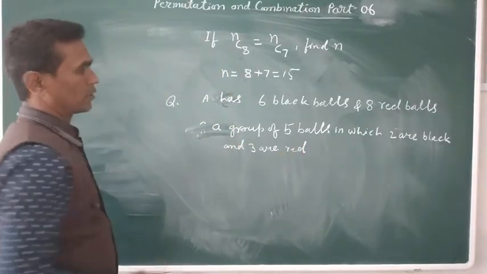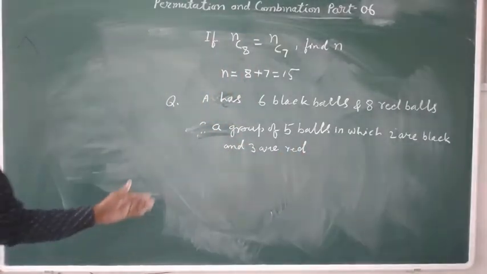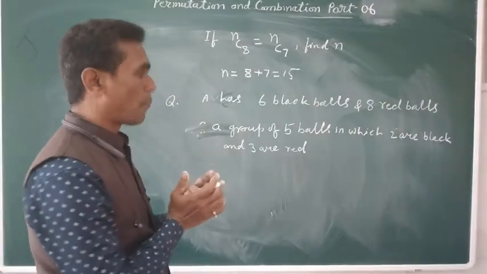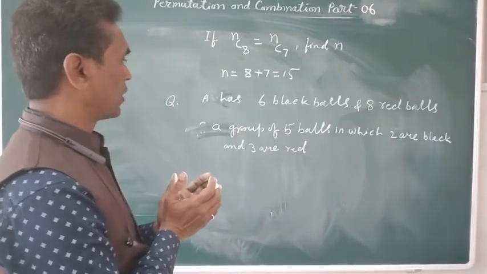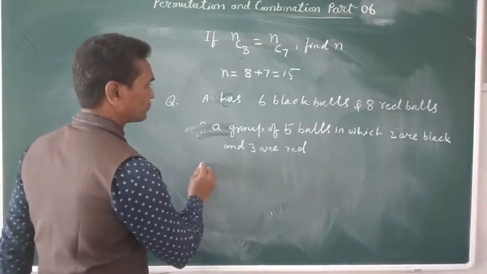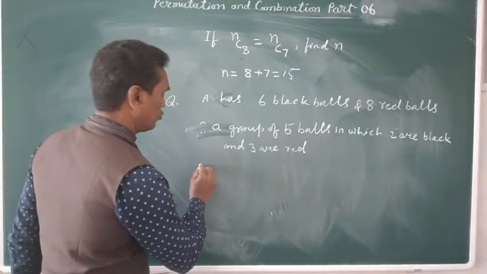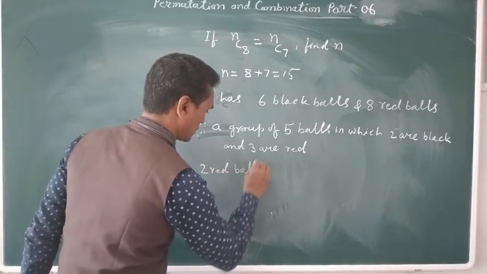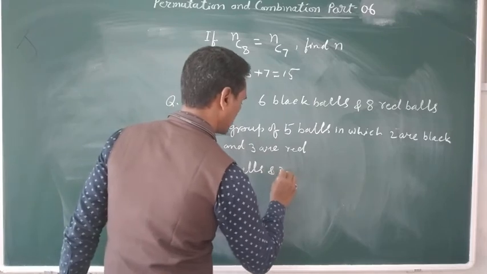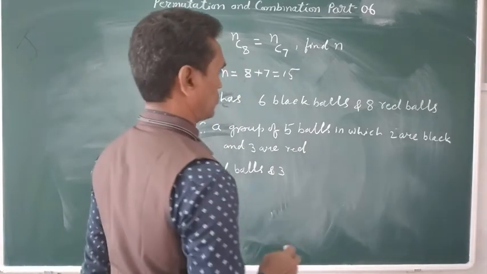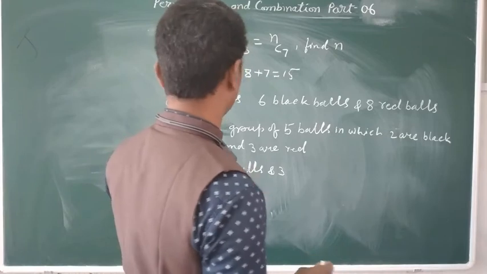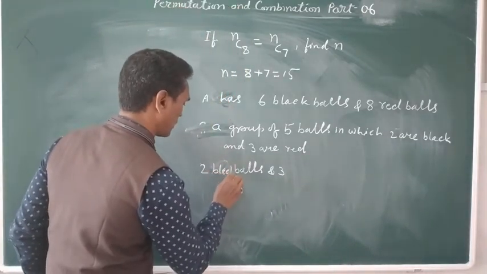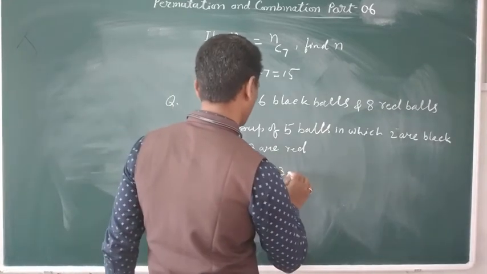So here also, if you see, this is a question of combination, because we have to form a group of balls. So here order is not important. So we have to take 2 black balls and 3 red balls.